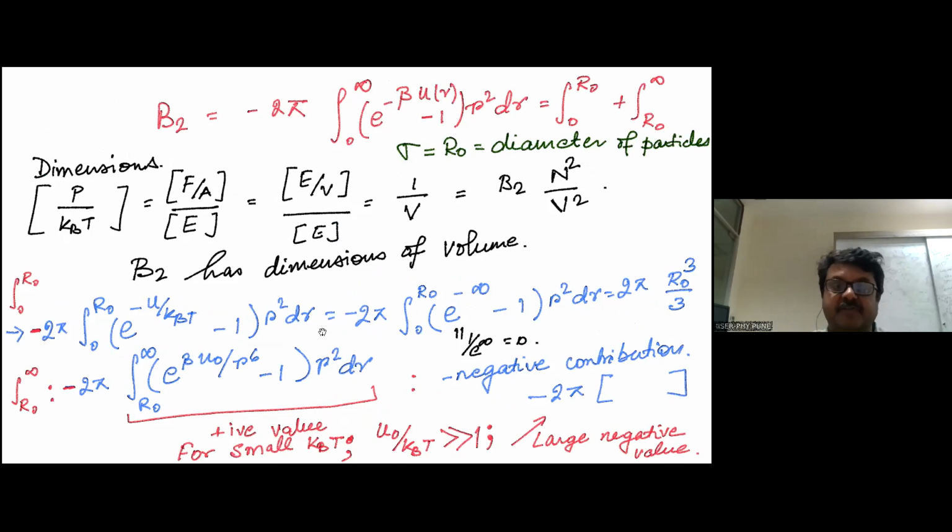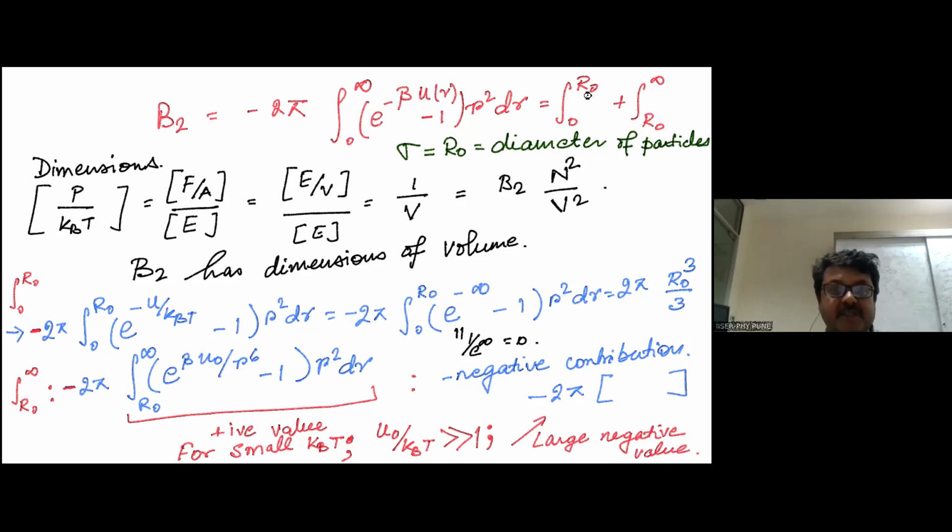So B2, what I have done here is written the previous expression, minus 2 pi integral from 0 to infinity of e to the power minus beta, beta being inverse k_B T, times the pair potential, minus 1, r squared dr. If you have any confusions about where this comes from, please refer to the previous lecture. And that has been broken down into two parts: one is an integral from 0 to R0 and the other from R0 to infinity.